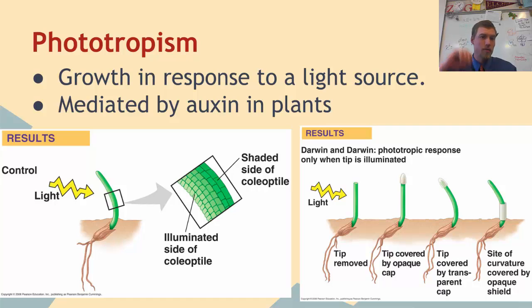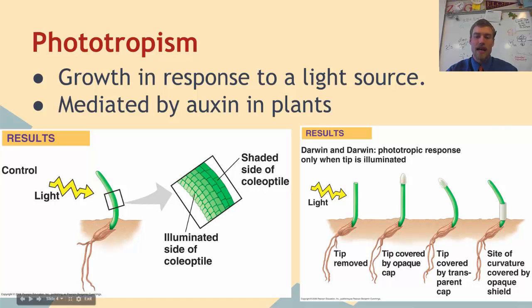The first one is phototropism, and that is a growth in response to a light source. So photo, light, tropism, and it is mediated by auxin in plants. We've talked about auxin before when we talked about different plant hormones. And so what happens is that the illuminated side of the coleoptile, or really any part of the plant, is going to experience less growth, not less growth, but less elongation than the shaded side of the plant.